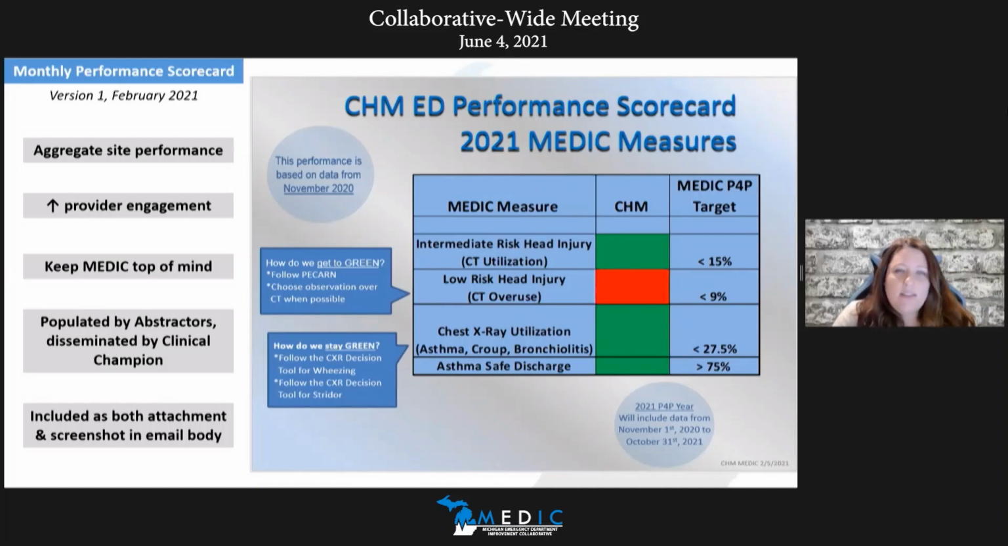What you can see here on this slide is an example of our color zone chart. This one is for head CT utilization for the intermediate risk group. We have a green zone, a yellow zone, and a red zone. Ideally, we'd like everybody to fall within the green zone. We've also created a similar chart for chest X-ray utilization, and that will include asthma, bronchiolitis, and croup. We've also done a third version, which just includes the utilization of chest X-ray use in our croup patients.